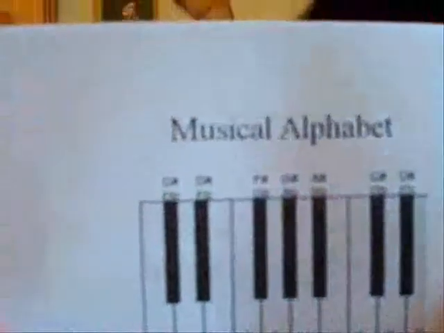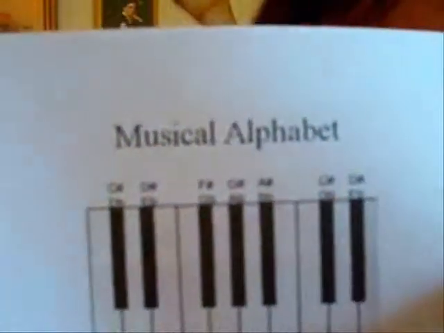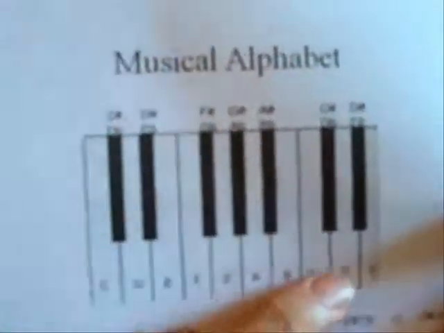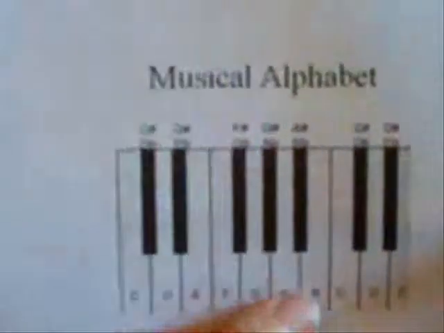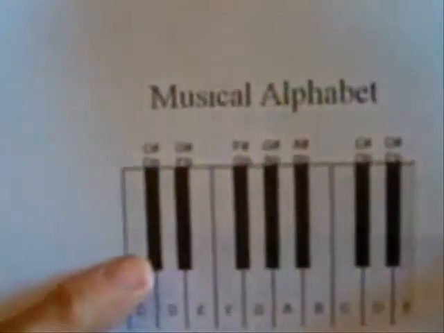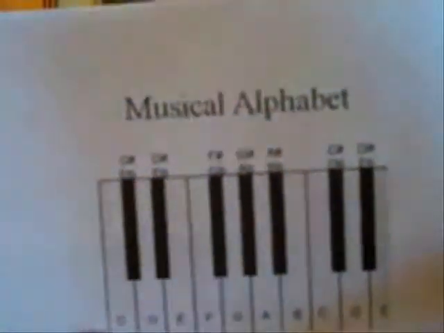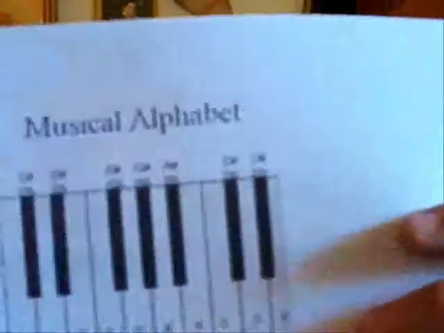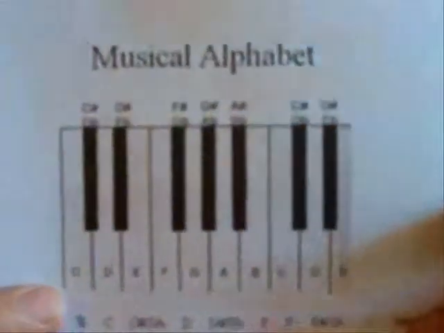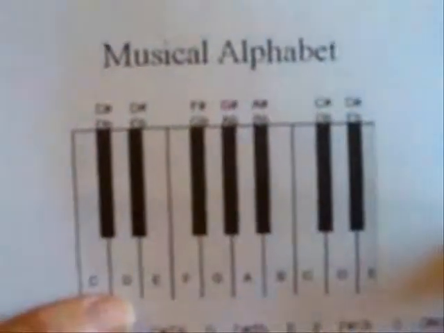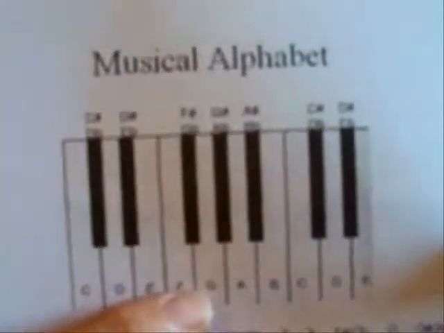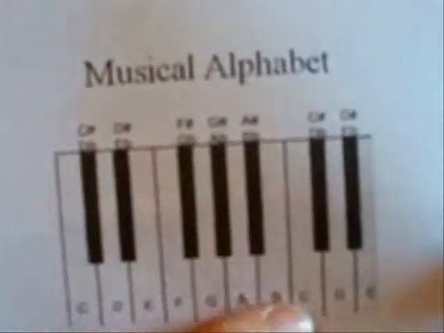Okay, so here it is. Here you see the white keys. Those are the natural notes. And the little black ones, those are the accidentals, the sharps and the flats. It starts on C. We've got these all labeled. D, E, F, G, A, B, C, and it just repeats.